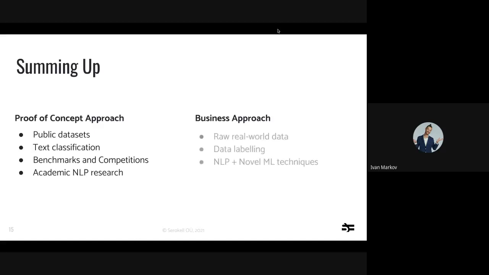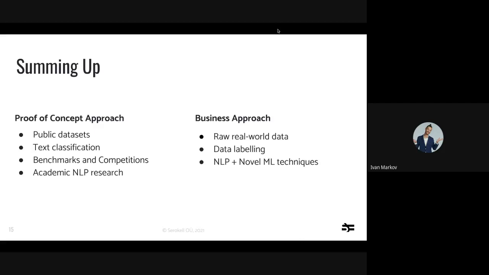And the second approach, the business approach, involves using real-world data. Here, you'll have to solve multiple subtasks, such as collecting, labeling, and processing the data, in order to build a working solution. Also, although news mostly contain textual information, you'll probably end up with some other data types and will have to carefully include them in the model.